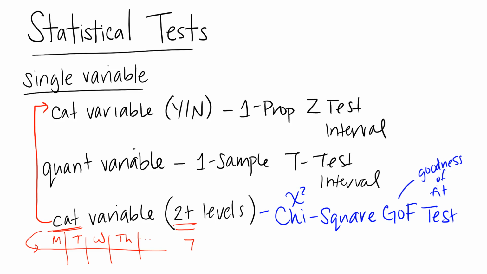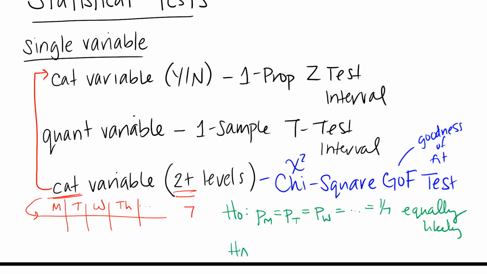But what we would be doing in the chi-square goodness of fit test is setting up the hypothesis that the proportion for Monday is the same as the proportion for Tuesday, is the same as the proportion for Wednesday, and so on. They're all equal to 1 out of 7. It's equally likely for all of them. And the alternative is that at least one is different. Doesn't even matter which one, just at least one of them is different. So this is the chi-squared goodness of fit test.